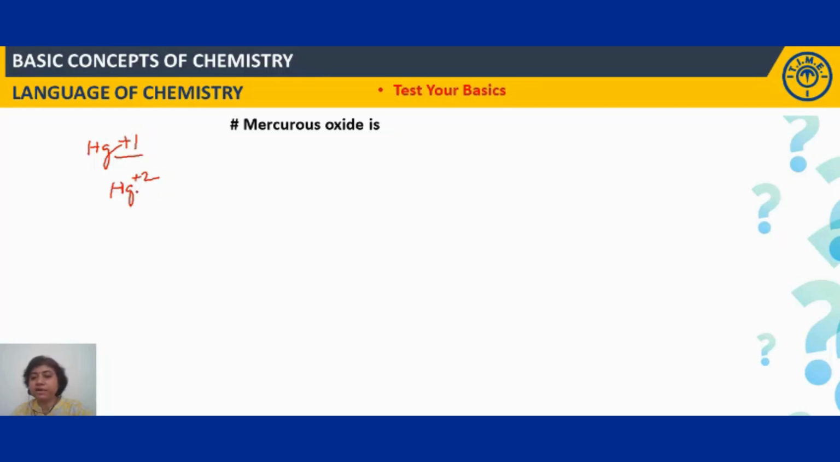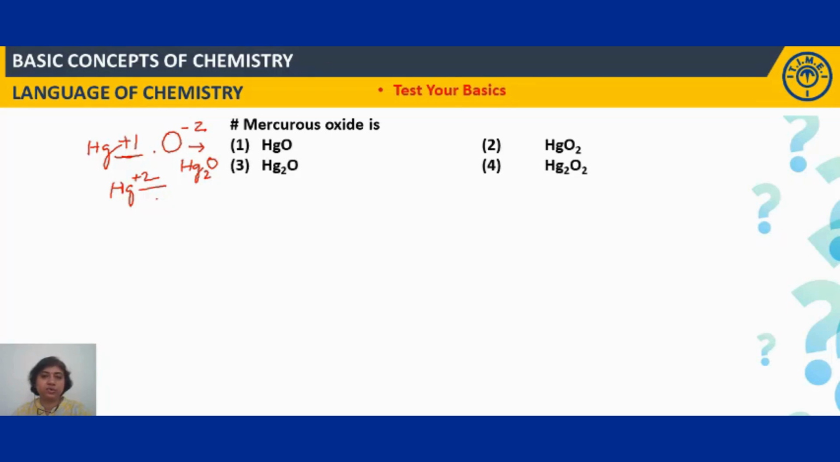Higher valency, what is the suffix? I think you are ready with your answer, ic. So mercurous, mercuric. So this is us. So oxide means O minus 2. So what will be the formula? Hg, crisscross method, Hg2O. So mercurous oxide is Hg2O. Now we will see the options and the solution. HgO, HgO2, Hg2O, Hg2O2. So which option? 3. Choice 3. Let us move on to the next question.